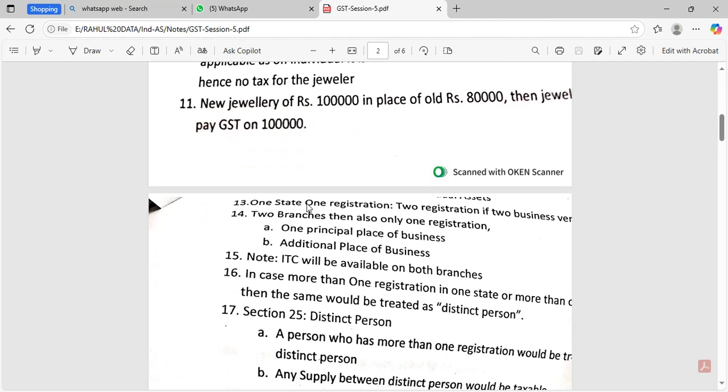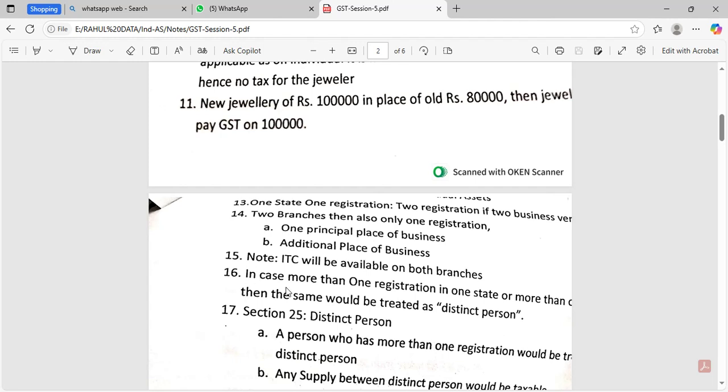One state, one registration. Two states, two business verticals, two registrations. Two branches, then also one registration, one principal place of business, one additional place of business. Note ITC will be available on both branches.